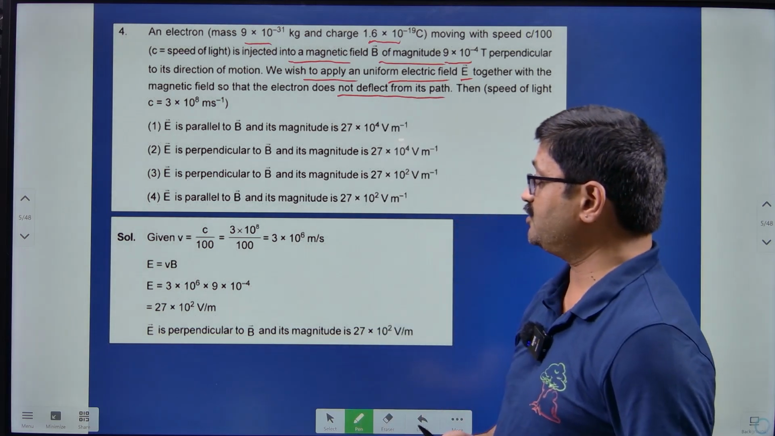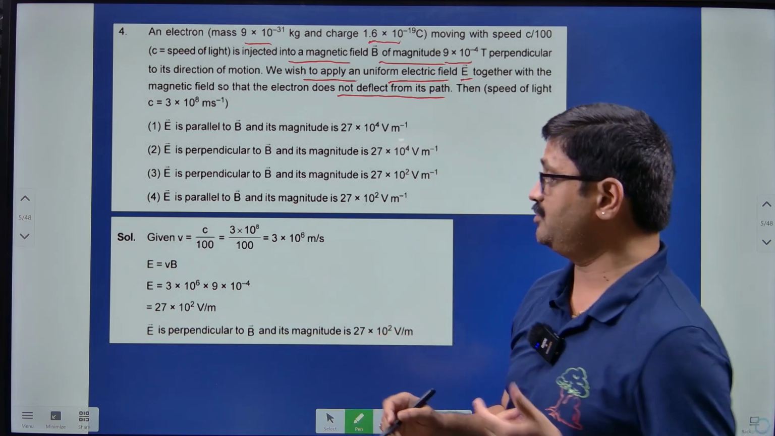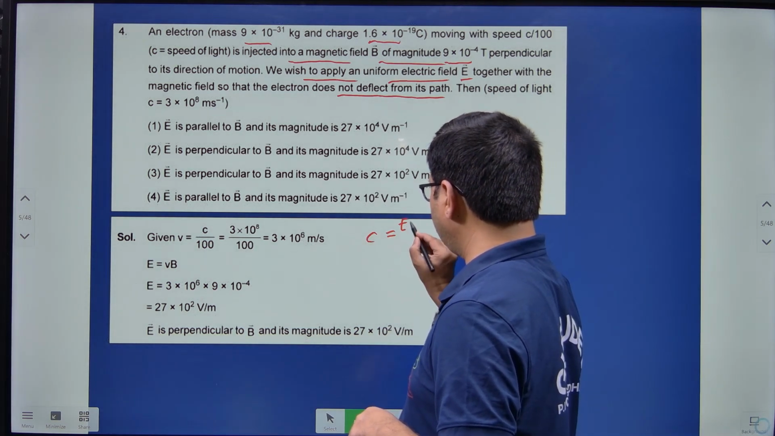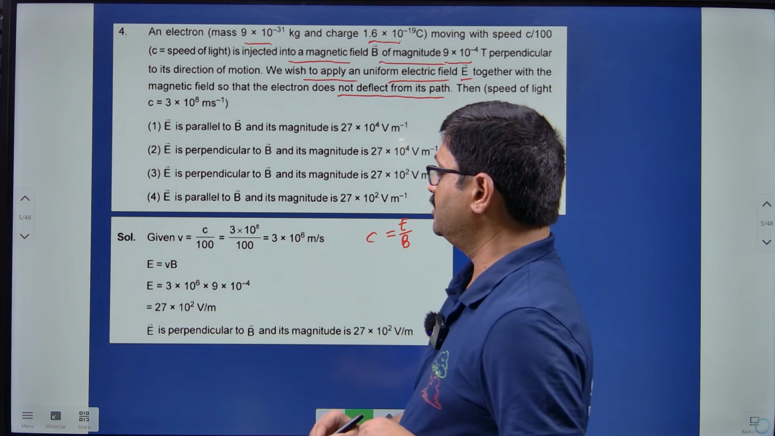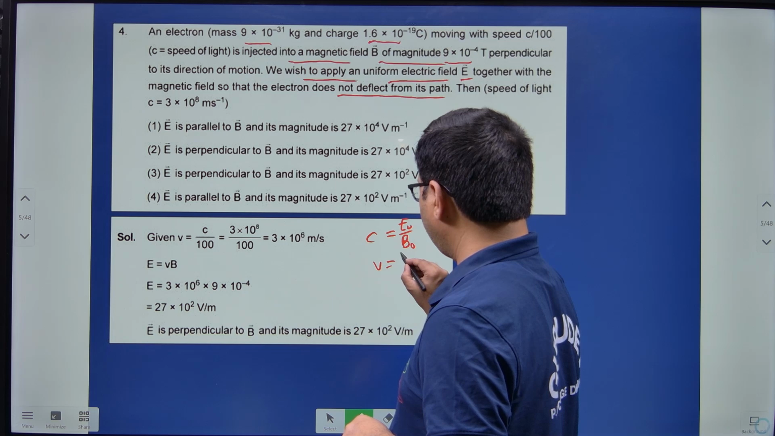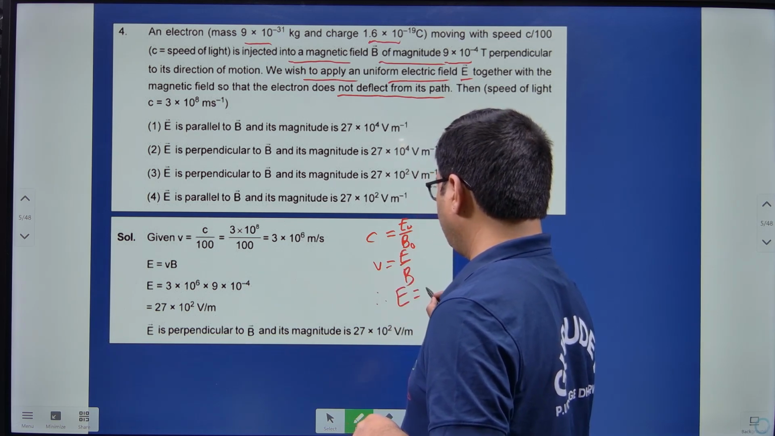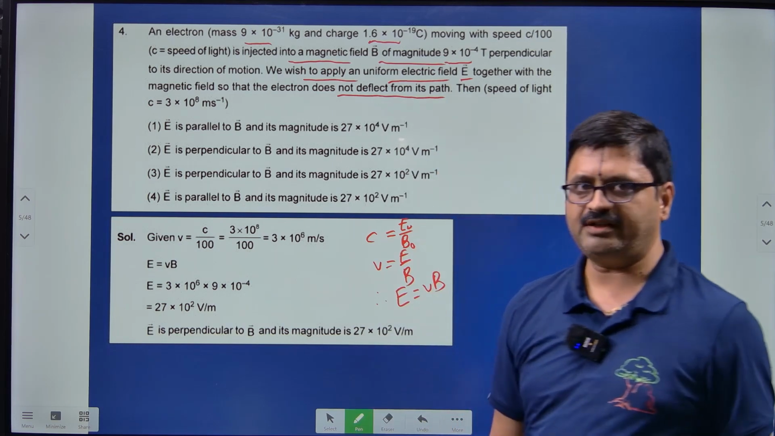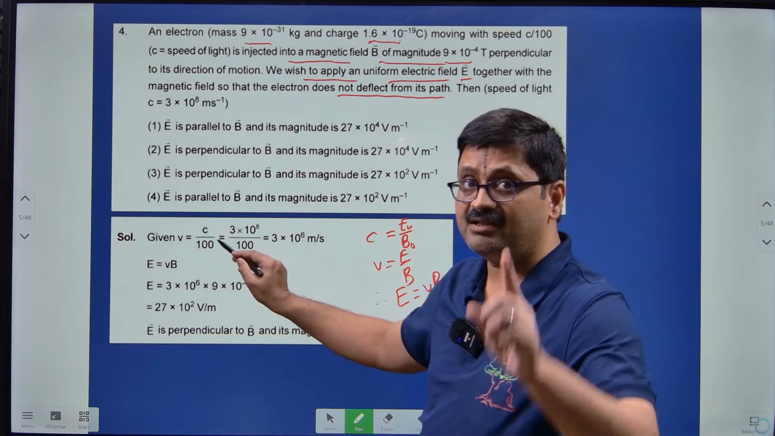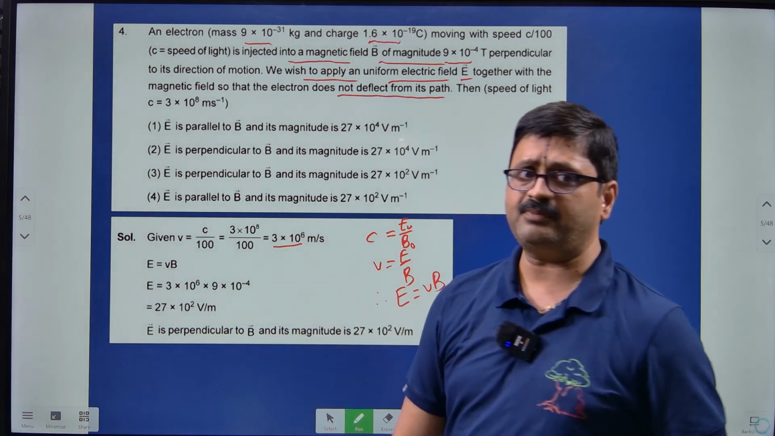Okay. So if electron does not deflect from its path, then again from electromagnetic theory we know that c is equal to E naught by B naught, right? E by B. Then from this I can say that for speed V I can write it as E by B, right? So therefore I can write E equal to what? V into B, right? And the speed of that particular electron is c by 100. So definitely I'll put c as 3 into 10 power 8. So we'll get this as 3 into 10 power 6, right?